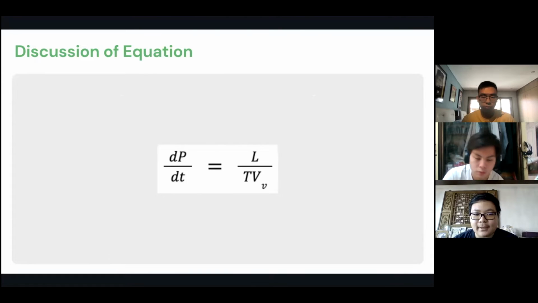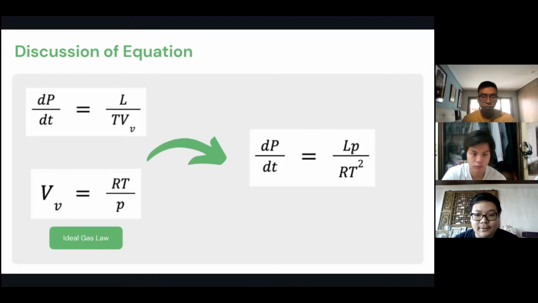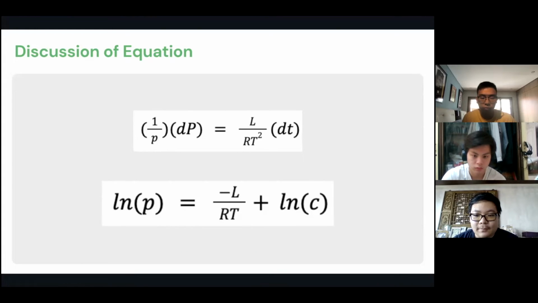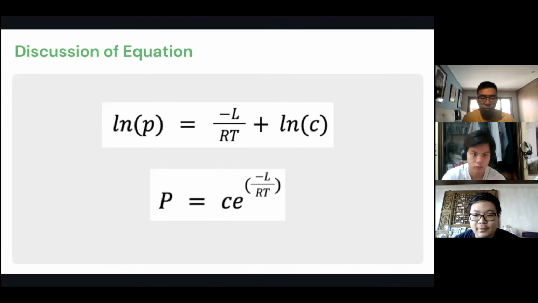From this, the ideal gas law is then applied to the equation above, where R is the universal gas constant. After that, integrating both sides using variable separable, we are able to get this specific equation: ln P is equal to negative L over RT plus ln of C. Finally, after integrating it again, we are given our final equation: P equals C times e raised to negative L over RT.